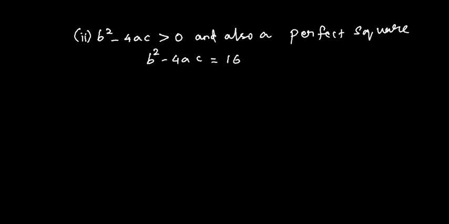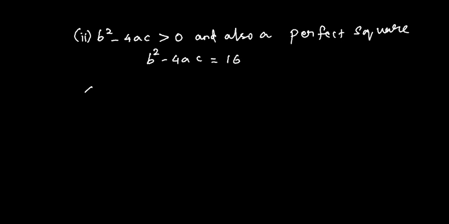How did I get this 16? Because I just assumed, for an example, the value of b square minus 4ac is equal to 16. It was assumed by myself. Since we have mentioned it has to be a perfect square, I consider the value 16. Not only 16, you can consider any perfect square like 9, 25, 49, 64, 81, 100, 121. We can consider any perfect square. I assumed the value of b square minus 4ac is equal to 16.